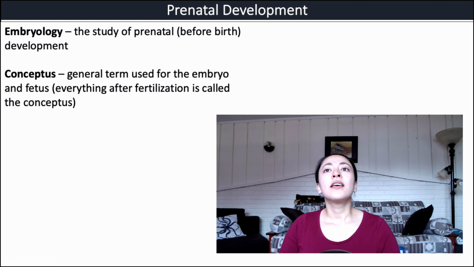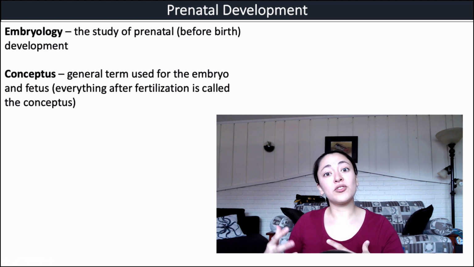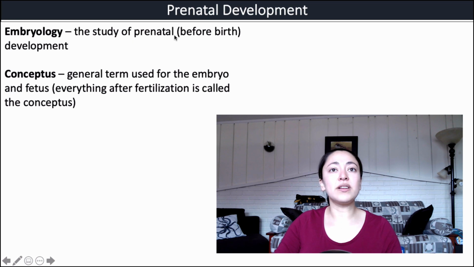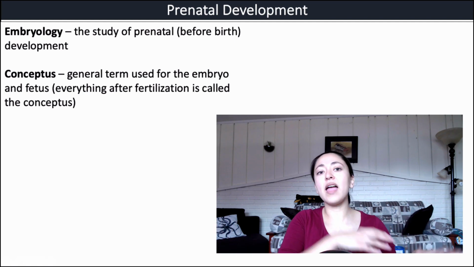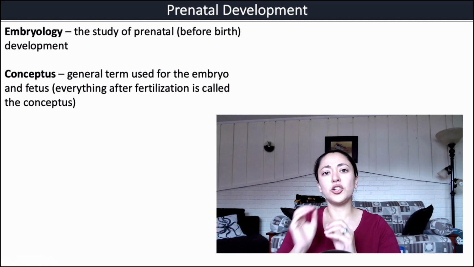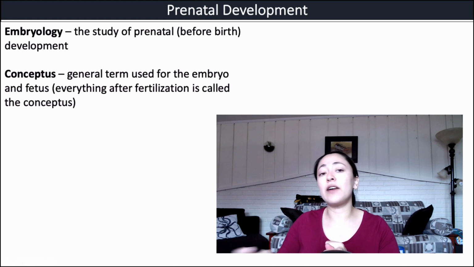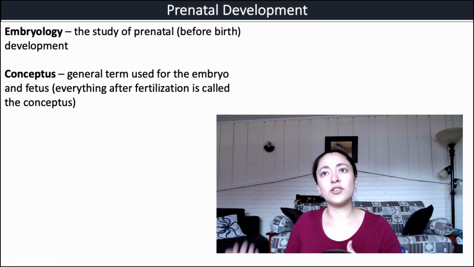The rest of this lecture is going to be looking at prenatal development, or in other words, the developmental stages that occur before birth. Embryology is actually the study of prenatal development. Another term that you should know is the term conceptus, and this is just a general term used for both the embryo and the fetus. So it's pretty much a term used to describe everything after the zygote, or in other words, everything after fertilization has occurred. I will use the word conceptus a lot as I describe the different developmental stages.